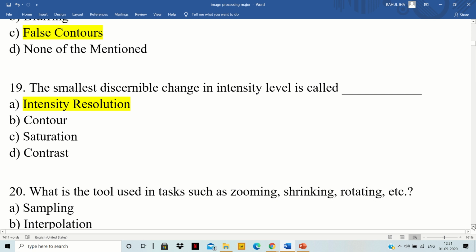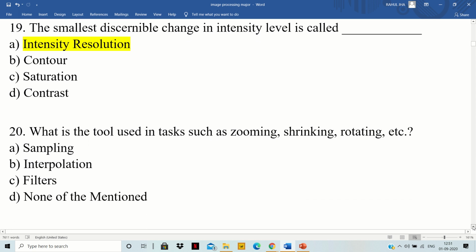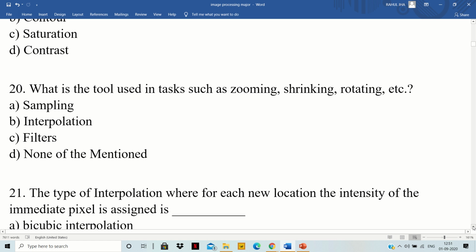Next question. What is the tool used in tasks such as zooming, shrinking, and rotating, etc.? Our options are A. Sampling, B. Interpolation, C. Filters, D. None of the mentioned. Some people can say the answer will be filters because using filters we can zoom. No, that could be simple editing as well. In image processing we call this process option B, interpolation.